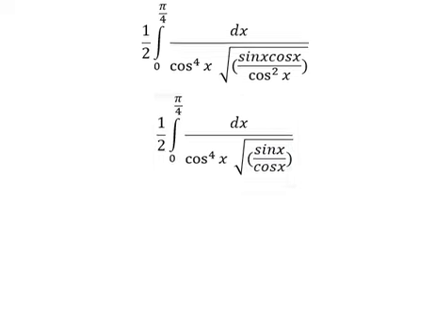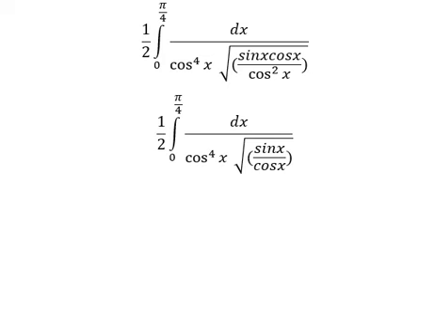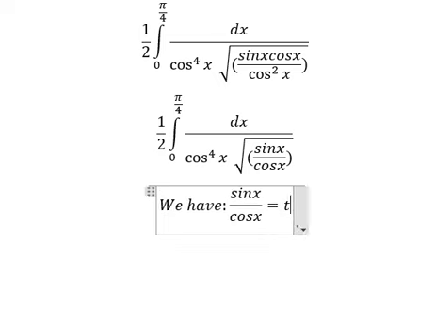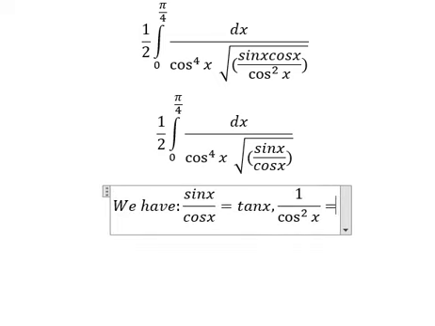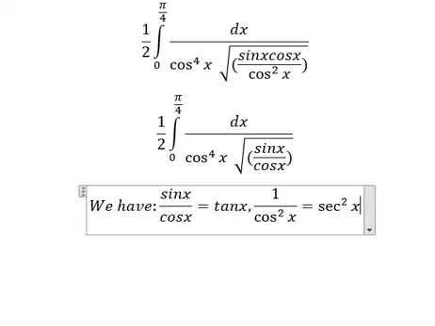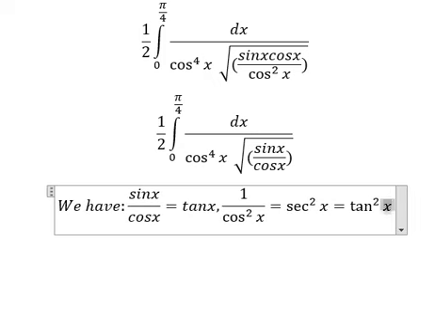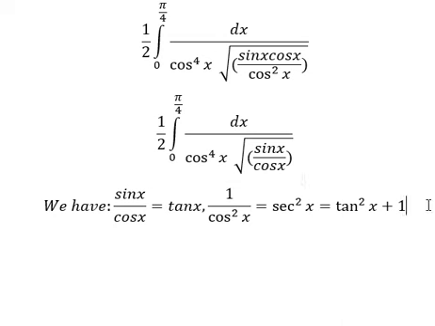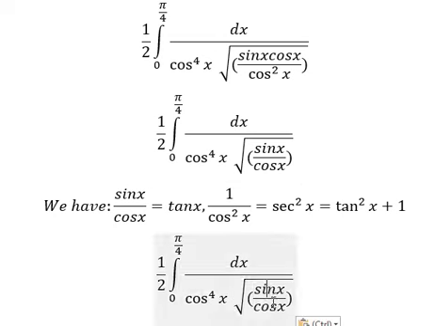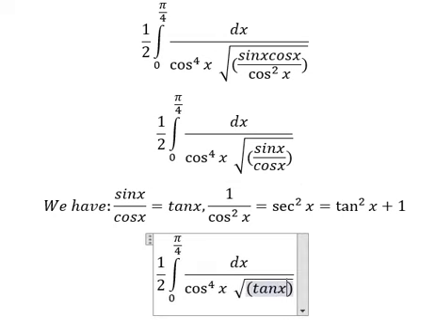Next, we have the formula in here. Sine x over cosine x, that is about tan x. 1 over cosine x squared, that is about secant of x squared equals to tan x squared plus 1. So this one that is about tan x.